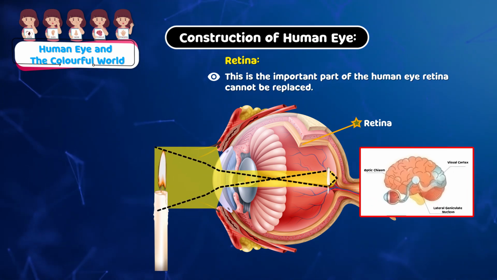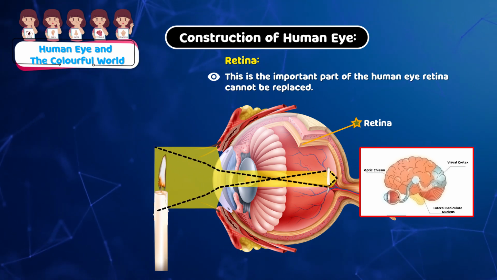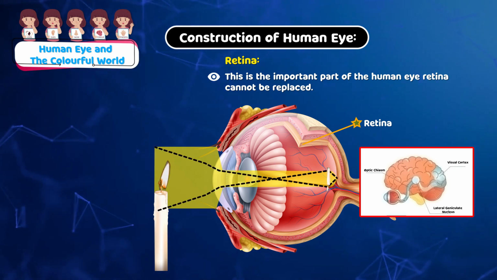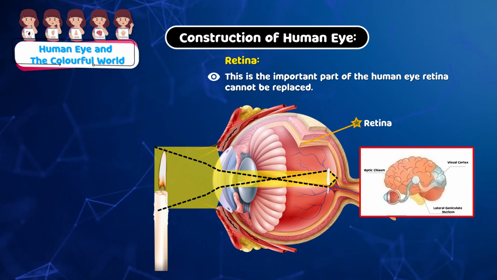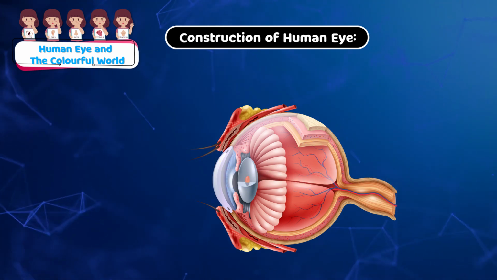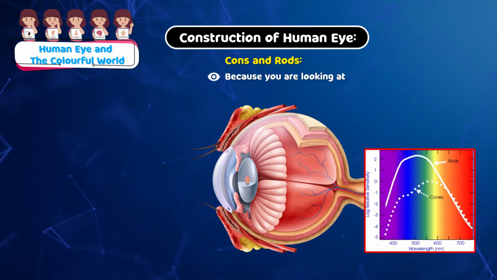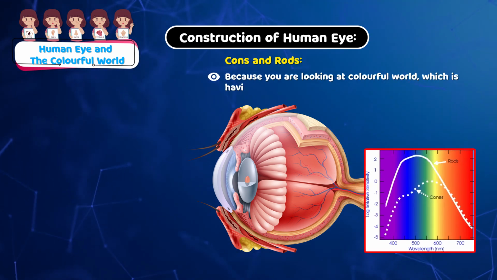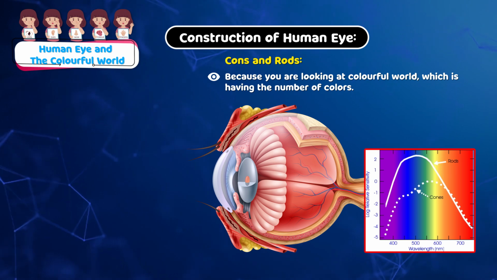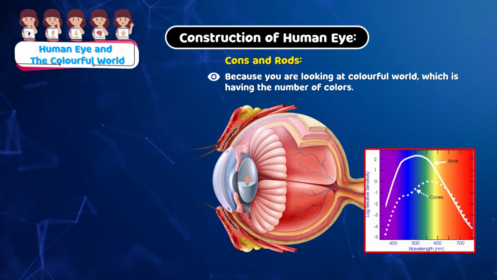So the focus from the lens falls on the retina, which is inverted, and it has sensitive cells, because here all the information gets recorded. These cells are made of cones and rods, because you are looking at a colorful world having a number of colors, because light is made of different colors, so you are observing the different colors with your eye.